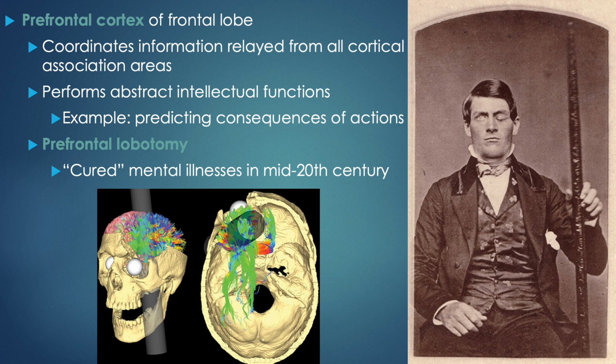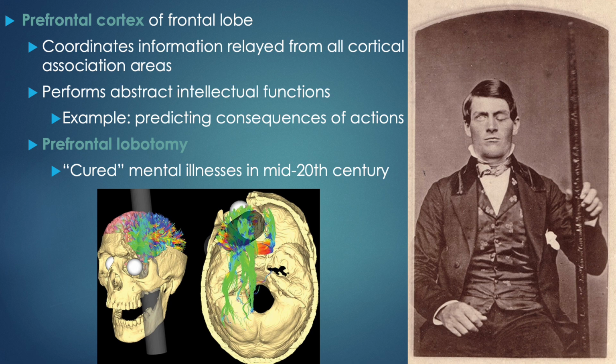So previously, in the mid-20th century, people who had mental illness were quote-unquote cured by a prefrontal lobotomy, which meant we would cut out a portion of the frontal lobe, specifically the prefrontal cortex, and that would eliminate the bad behavior that people thought was the problem with their mental illness. Of course, that did not cure anything. It just created a whole host of other issues.